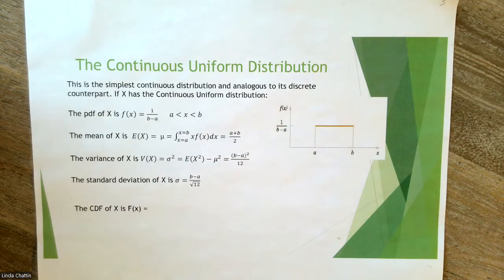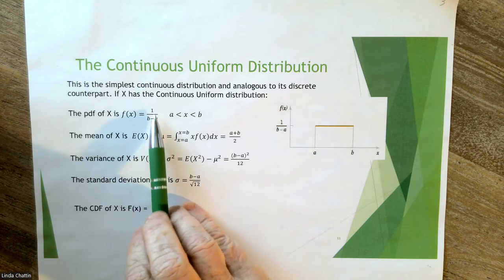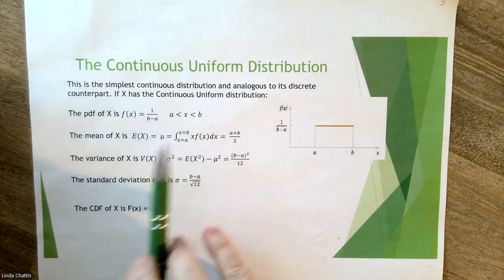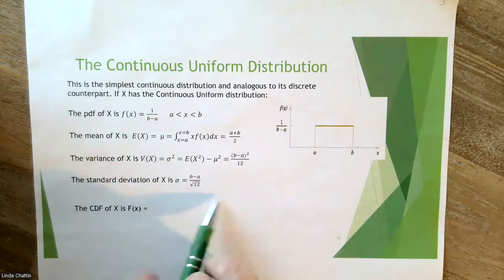Well, you have seen this distribution before on a previous slide. It is called the continuous uniform distribution, and it has this form. Whenever you see a probability density function that has the form 1 over b minus a, and x is allowed to be between a and b, then you have something called the continuous uniform distribution.